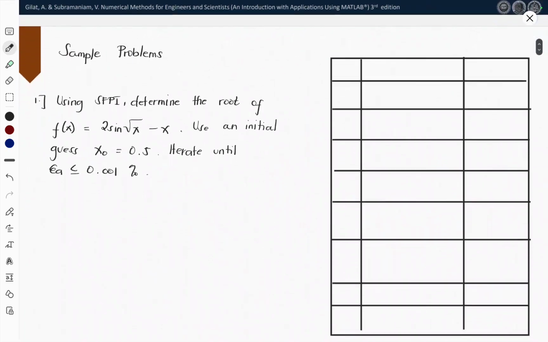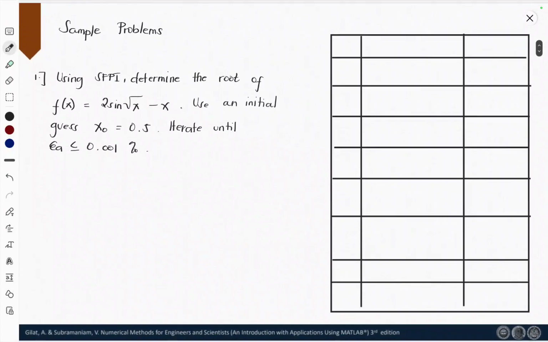For the example, let us solve this problem here. For sample problem 1, using simple fixed point iteration, determine the root of f of x equal to 2 sine square root of x minus x. Use an initial guess, x sub 0 equal to 0.5. Iterate until epsilon sub a is less than or equal to the stopping error 0.001%.